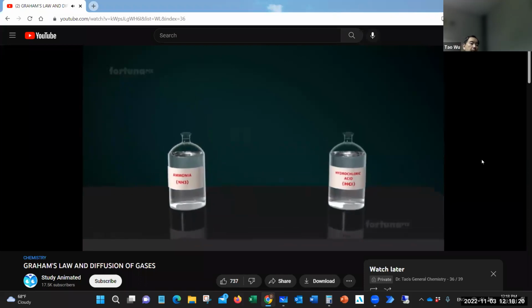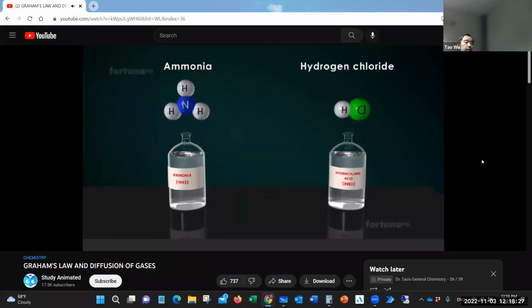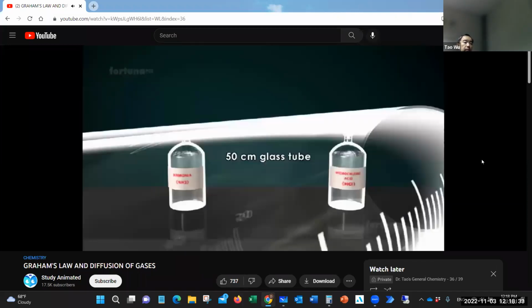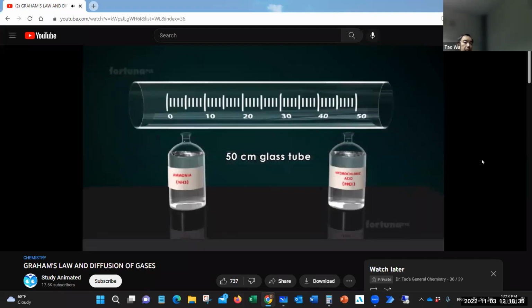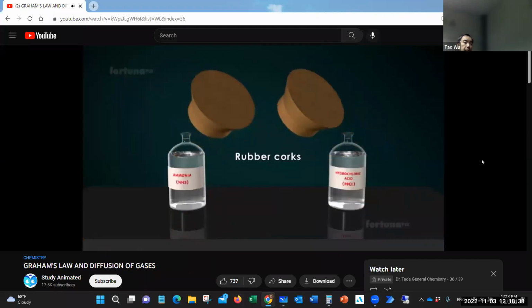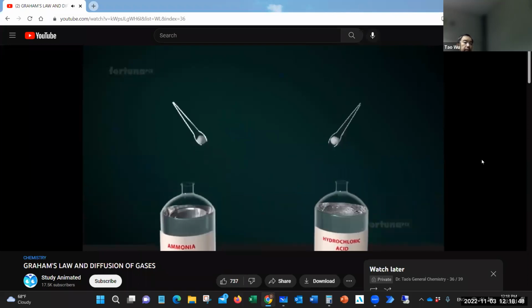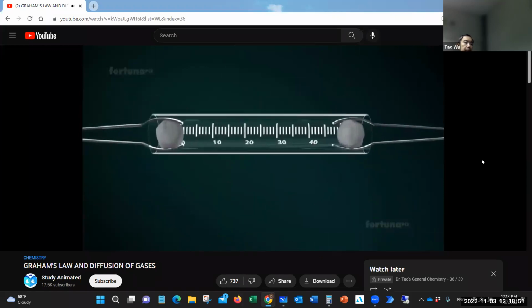To study the diffusion pattern of two different gases, let's perform a simple experiment. We require ammonia and hydrogen chloride solutions, 2 small cotton balls, a 50 centimeter glass tube open at both ends, and 2 rubber corks. Take a cotton ball and dip it in ammonia solution NH3. Dip another cotton ball in hydrogen chloride solution HCl. Place the 2 cotton balls in the glass tube at the 2 ends simultaneously and close the 2 ends of the tube with rubber corks.